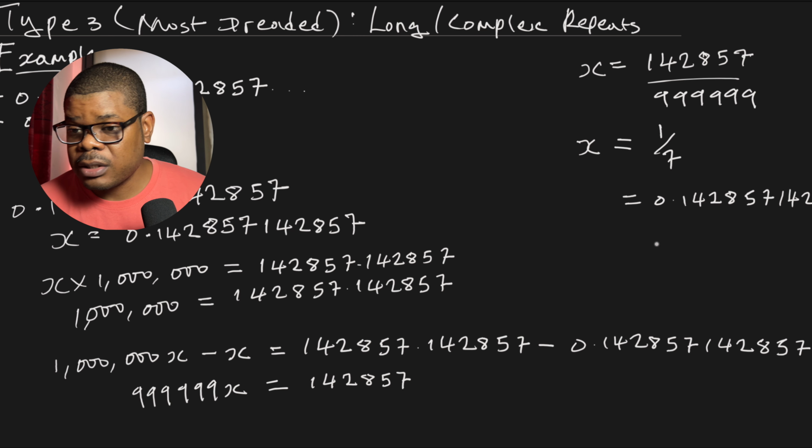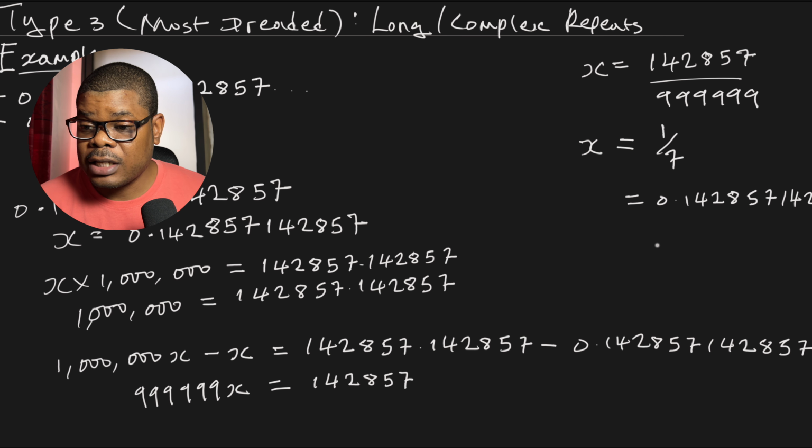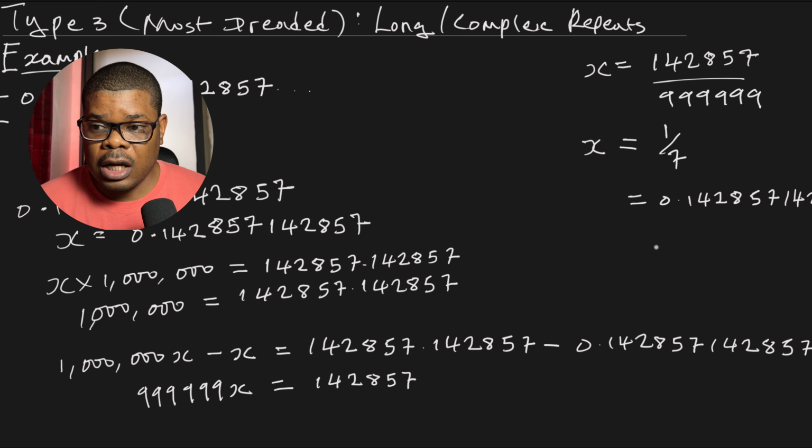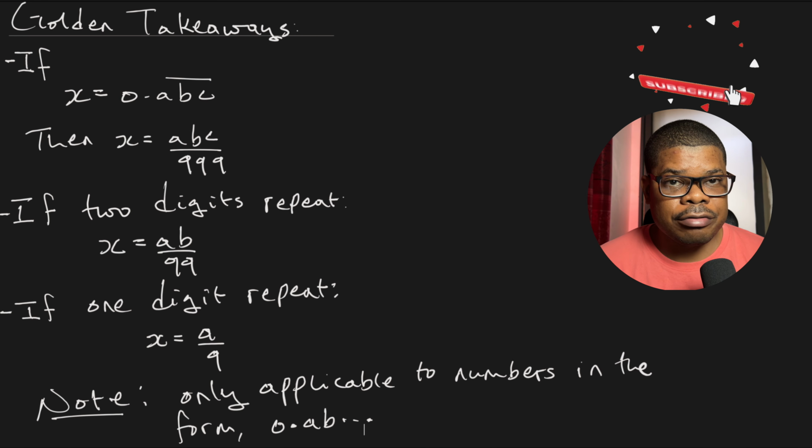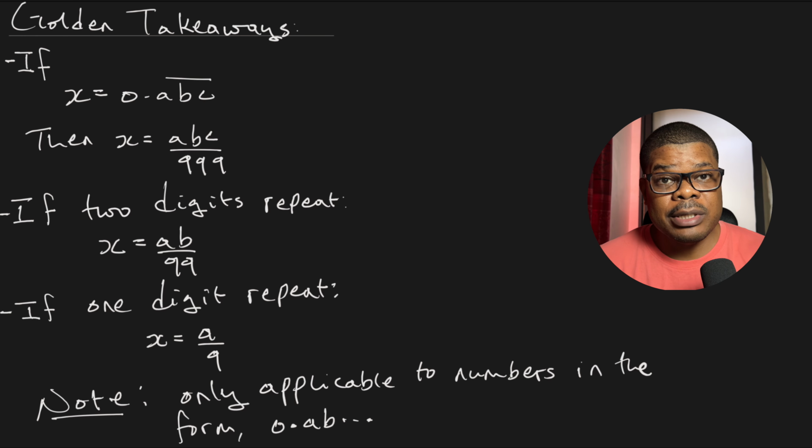Like I promised from the beginning of the video, I said I was going to give you takeaways, and this is what we have. What are the golden takeaways? The first one is if x is equal to 0.abc, where abc are recurring decimals, then x is equal to abc over 999. The second one is if 2 digits are repeating, then x is equal to ab over 99. And the third one is if 1 digit is repeating, then x is equal to a over 9.